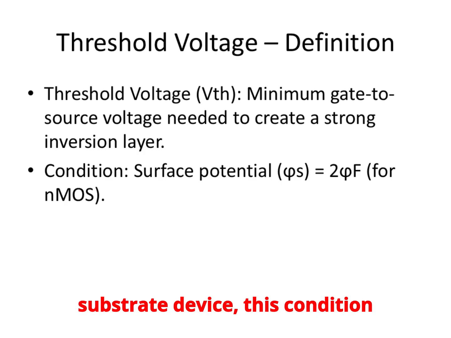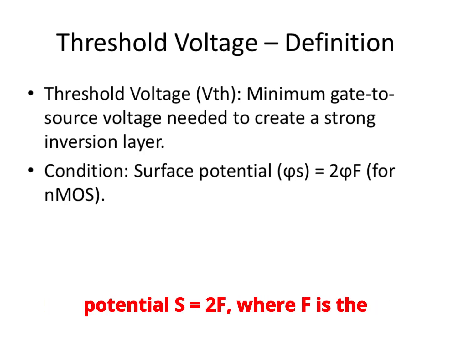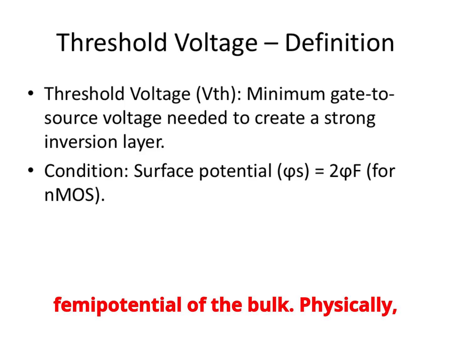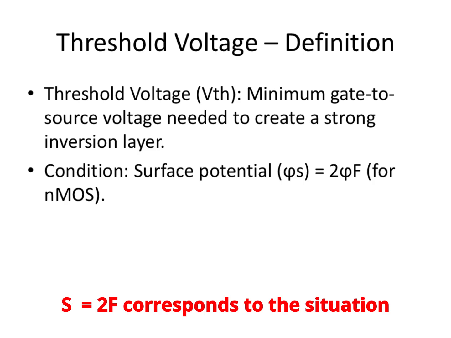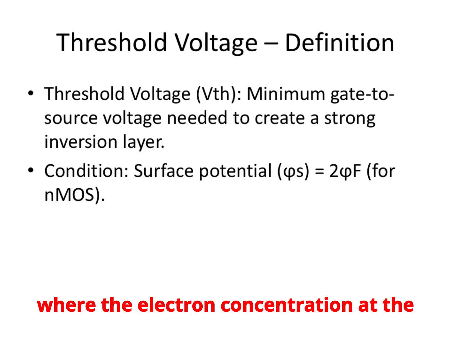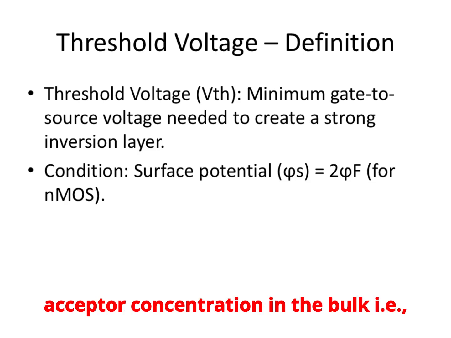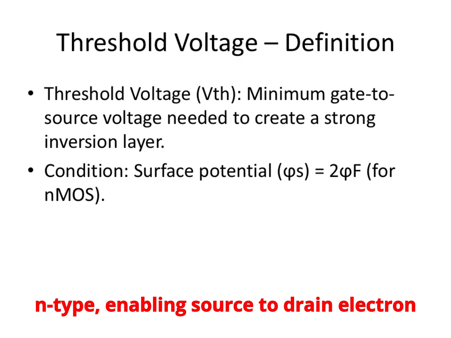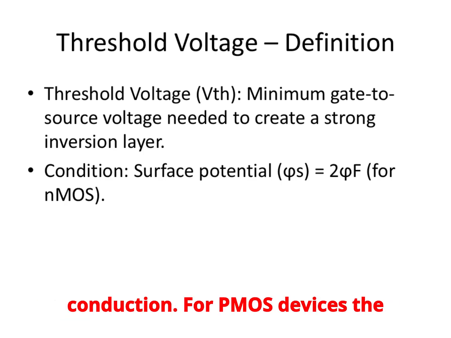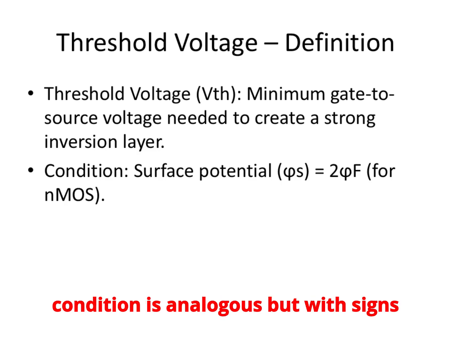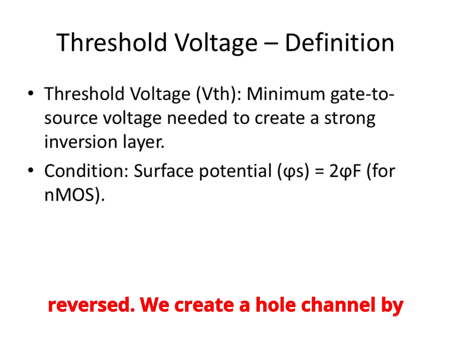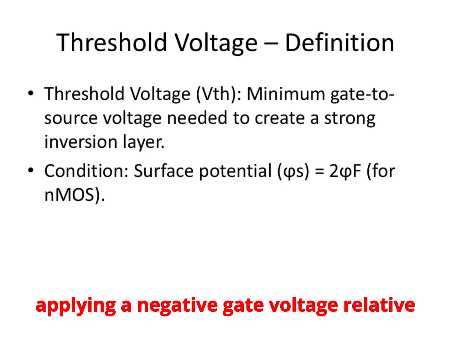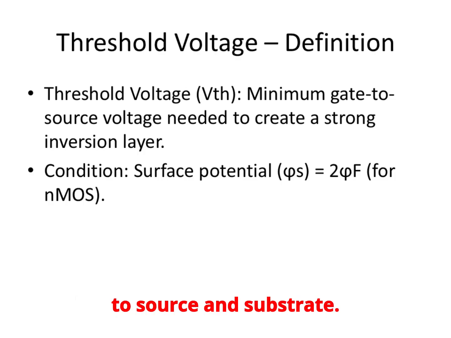In a P-type substrate, NMOS device, this condition is commonly defined when the surface potential ψS equals 2φF, where φF is the Fermi potential of the bulk. Physically, ψS equals 2φF corresponds to the situation where the electron concentration at the surface becomes comparable to the acceptor concentration in the bulk, i.e., the surface has inverted from P-type to N-type, enabling source-to-drain electron conduction. For PMOS devices the condition is analogous but with signs reversed. We create a hole channel by applying a negative gate voltage relative to source and substrate.